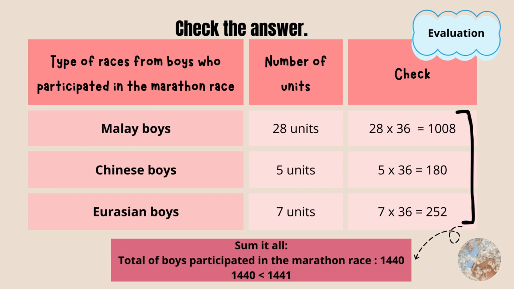Okay, based on your question, you state that if the total of boys is more than 1,441, the answer will change, because you want more than 1,441, so it must be more than 1,441, and the answer may be 1,442. It cannot be 1,440. That's all.